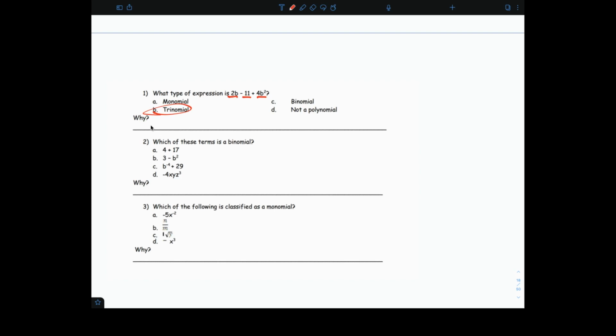Which of these terms is a binomial? Binomials are separated by 2. Now, the first one you may be tempted to say is binomial, but we can actually add 4 and 17. They have to be different terms, so that's not going to be correct. 3 minus b squared looks pretty good. B to the negative fourth. These binomials are what we call a polynomial. Polynomials have positive exponents, and they have to be positive integers actually, numbers like 1, 2, 3, 4, 5. Because this is negative 4, that's a no-go.